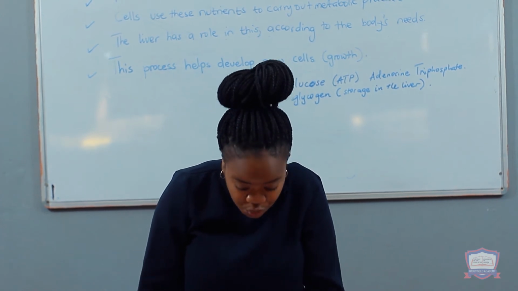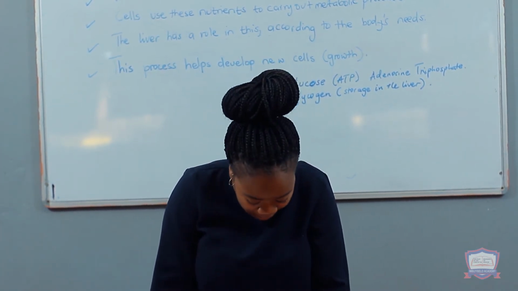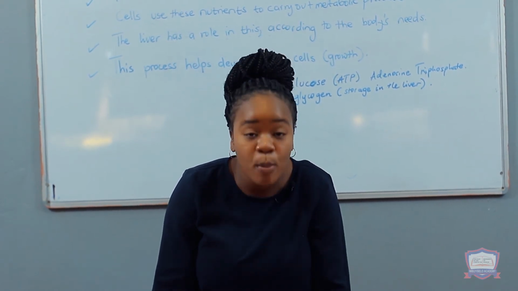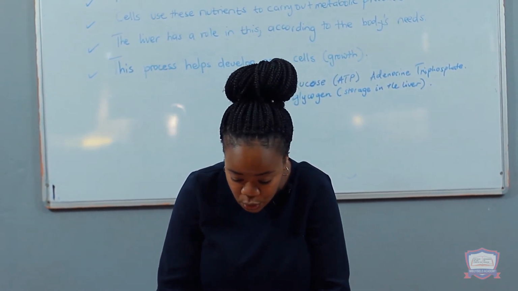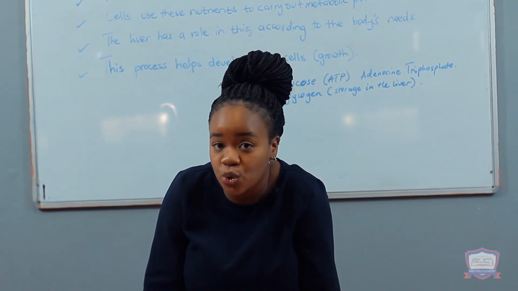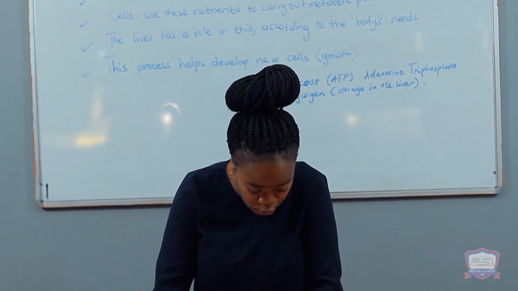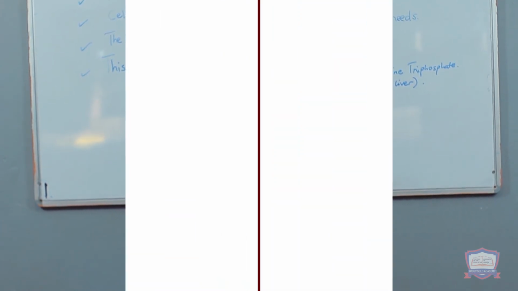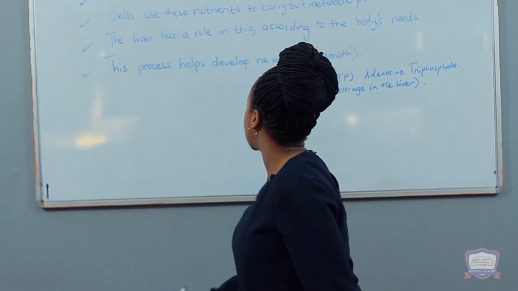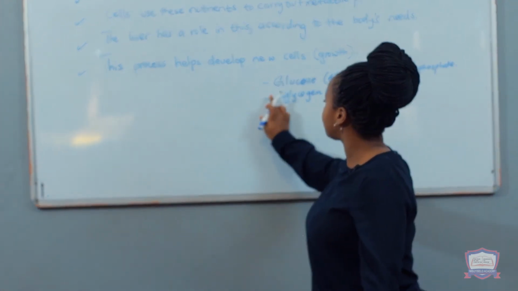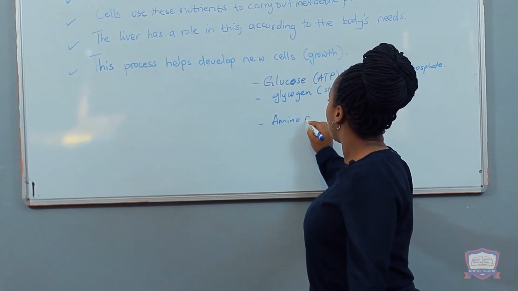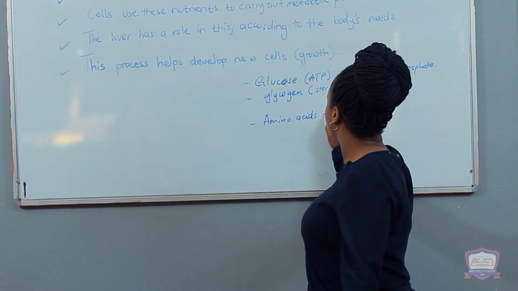Now, I want us to talk about amino acids. Amino acids enter the cells and are converted into new protoplasm that is used for growth and tissue repair. Amino acids are also used to make enzymes and hormones, which are obviously proteins. Excess amino acids, this is what the liver does to excess amino acids. Excess amino acids are deaminated in the liver.